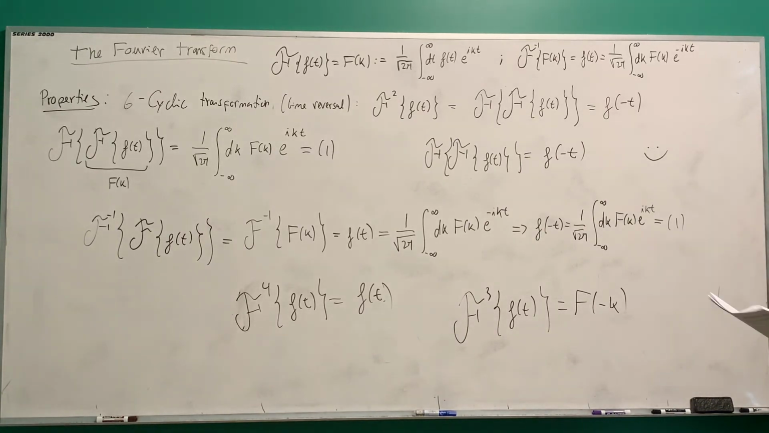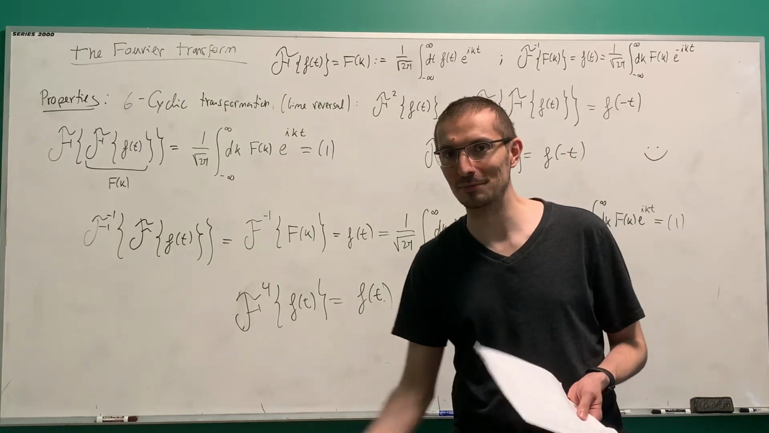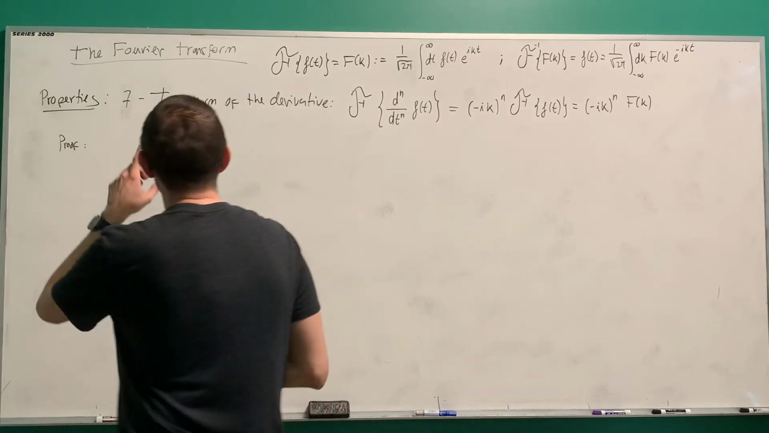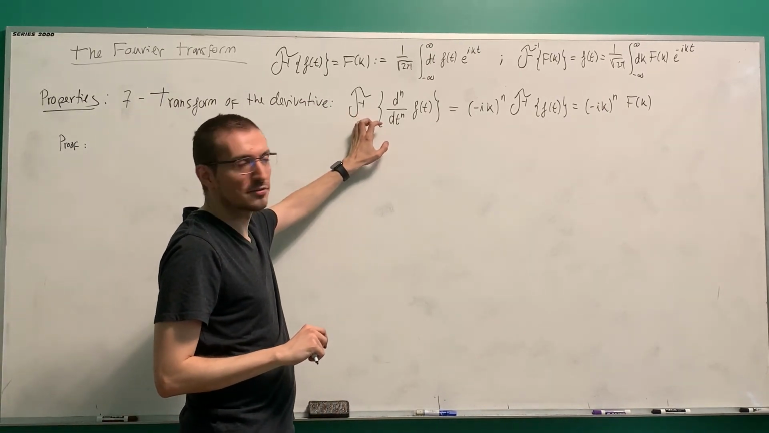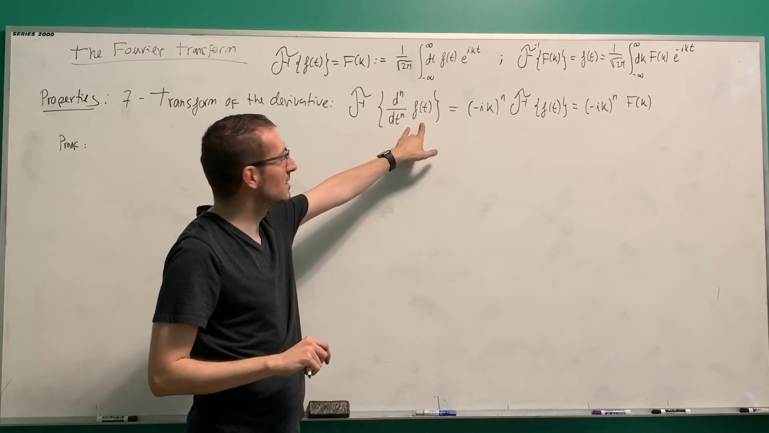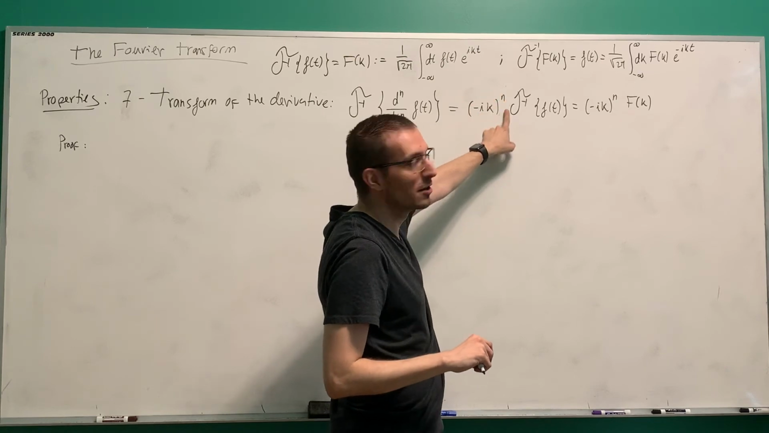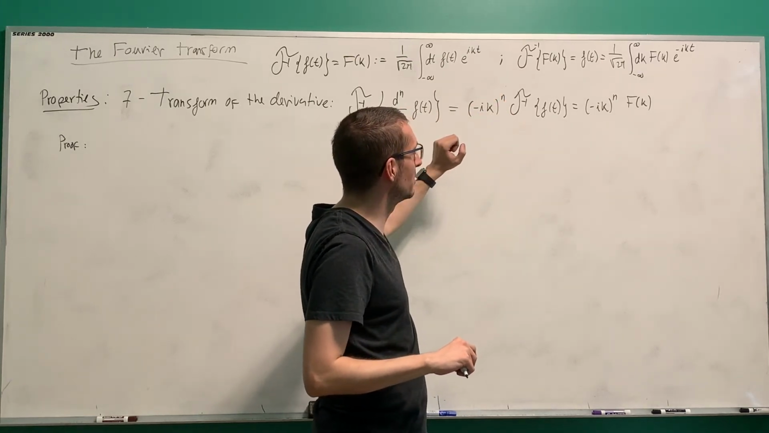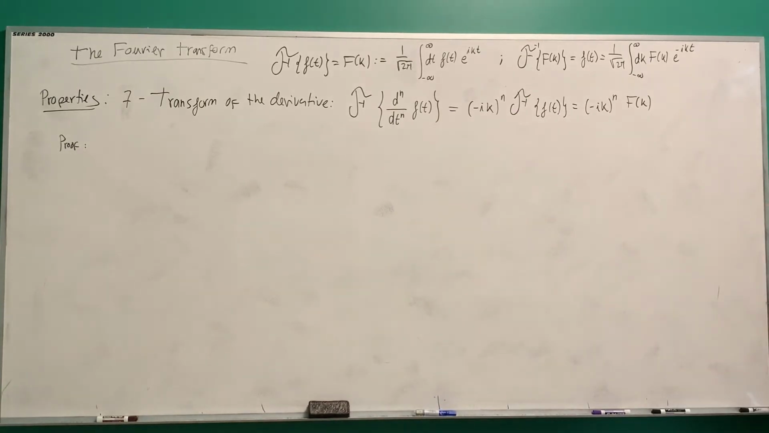All right, let's see the last relevant property that we're going to see. The transform of the derivative, something extremely useful. All right, so the seventh property is the transform of the derivative, which tells me that the Fourier transform of the n-th derivative of f of t is equal to minus i k to the power of n, where n is the number of times I took the derivative, times the Fourier transform of f of t, which is f tilde of k. All right.